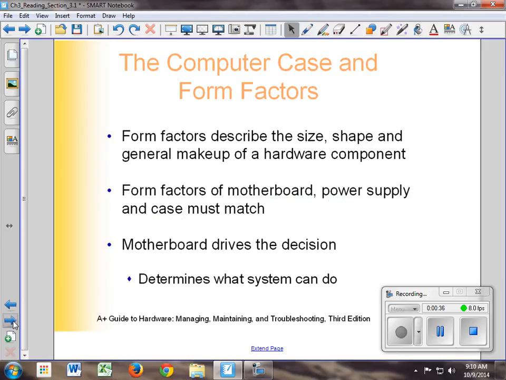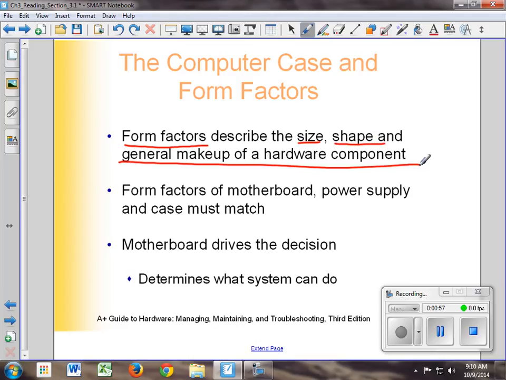Okay? So the first term we're going to talk about is form factor. That's a term you have to know. It'll be on the test. It's going to define things for the whole rest of the course. Form factor describes the size, shape, and general makeup of a hardware component.